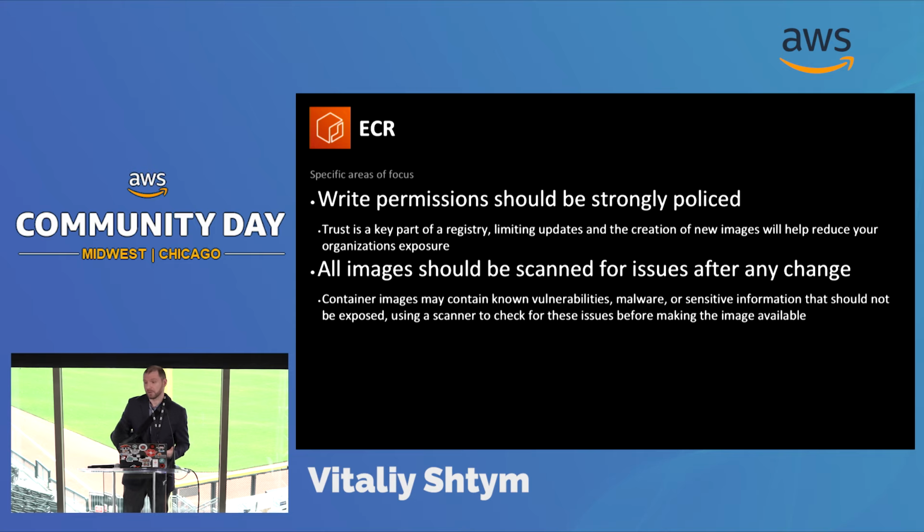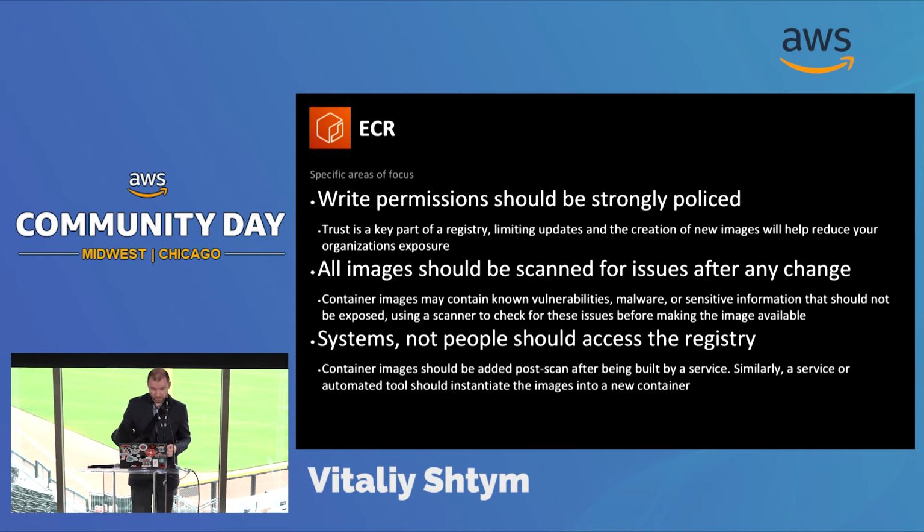That's why you want to scan the registry for potential vulnerabilities and malware. Maybe somebody left some API keys or secrets in the code. You want to be able to pick those up as well. Don't leave anything sensitive lying around, pretty much. Again, systems, not people, should access the registry. So your pipeline should be fully automated. Whatever you may be using, Jenkins or other automation and orchestration tools, there is no reason for a person to do it by hand. It should be fully automated.